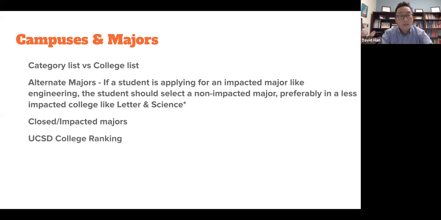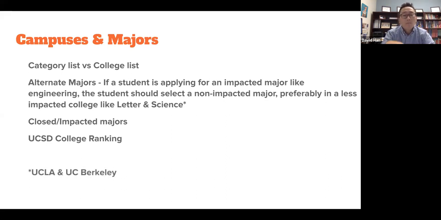Okay. Another thing about the campuses and major section of the UC application: if you are applying to UC San Diego, they will actually ask you to rank the colleges. They now have 7 colleges at UC San Diego, and they will give you the name of every single one and ask you to rank them. Even though they say that how you rank them will not affect your admission chances, there are certain colleges that are harder to get into. So I strongly advise you to talk to your counselor about your ranking.